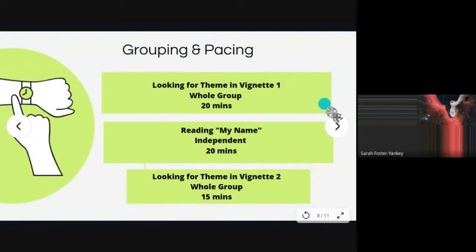So we have 3 components in the reading section of the lesson. The first is looking for theme in Vignette 1. It is whole group, and it'll take about 20 minutes. So in this component of the lesson, they're going to use their inferences that they made about Esperanza in the writing component of the lesson. And they're going to be looking at how her emotions change over time. And then they're going to compare it with her feelings in another vignette to discover the theme of aspiration.